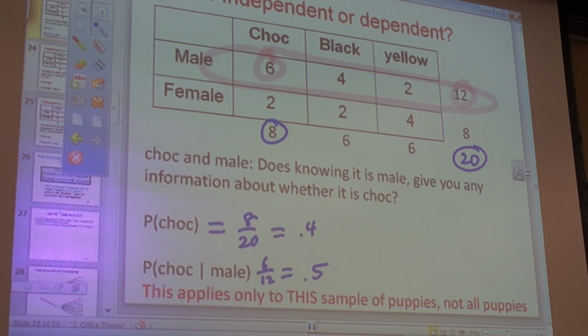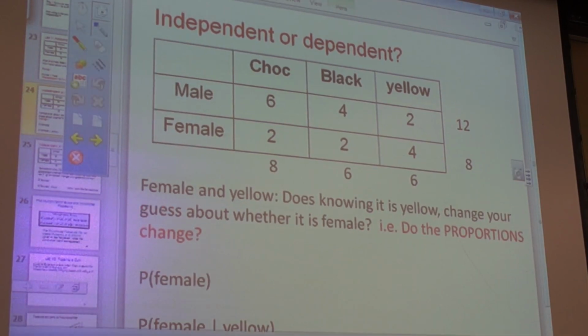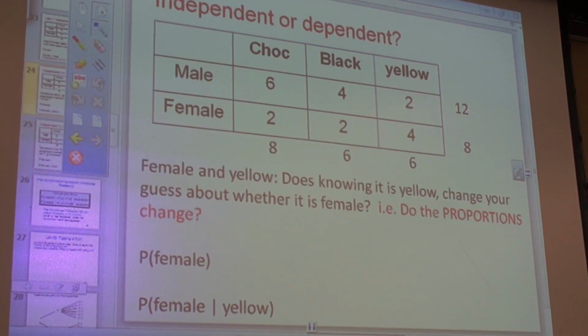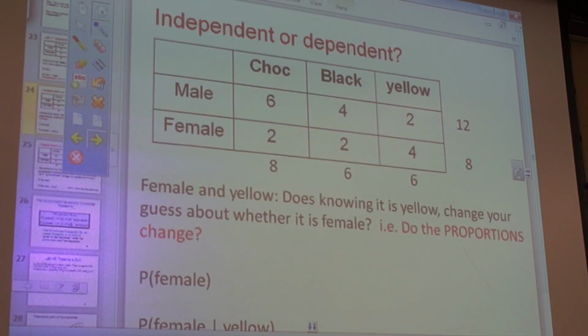Okay. So you guys work on this one. Find those. Oh wait. So the last one, were those independent or dependent? Dependent, right? The probabilities change. Okay, good. Next one.